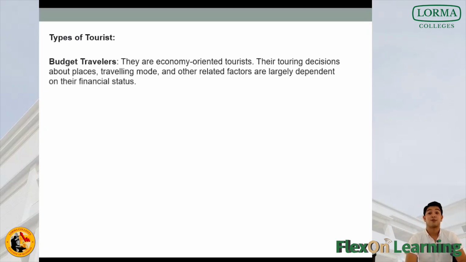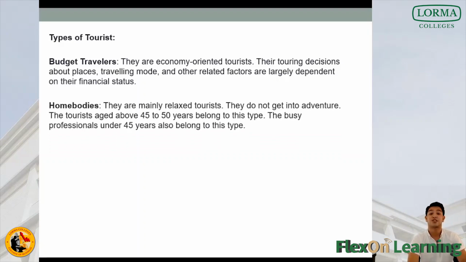There are types of tourists. So let's see what type of tourist we are. First is the budget traveler. These are economy-oriented tourists. Their touring decisions about places, traveling mode, and other related factors are largely dependent on their financial status. We also have the homebodies.